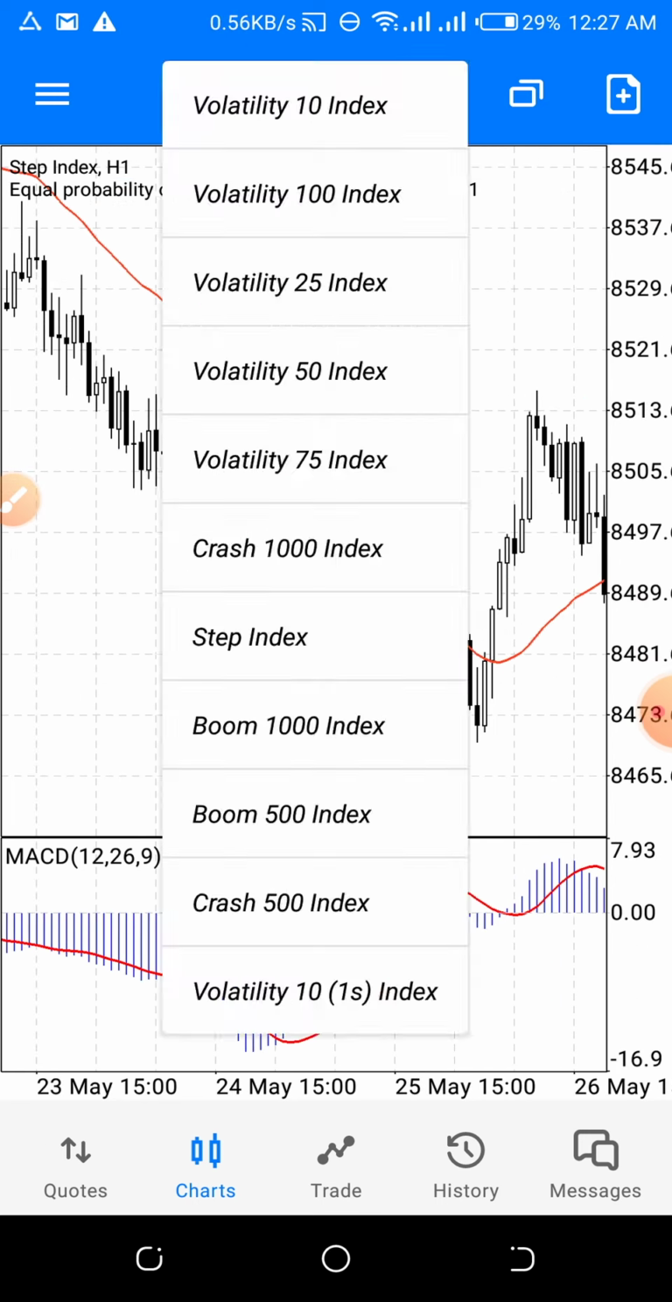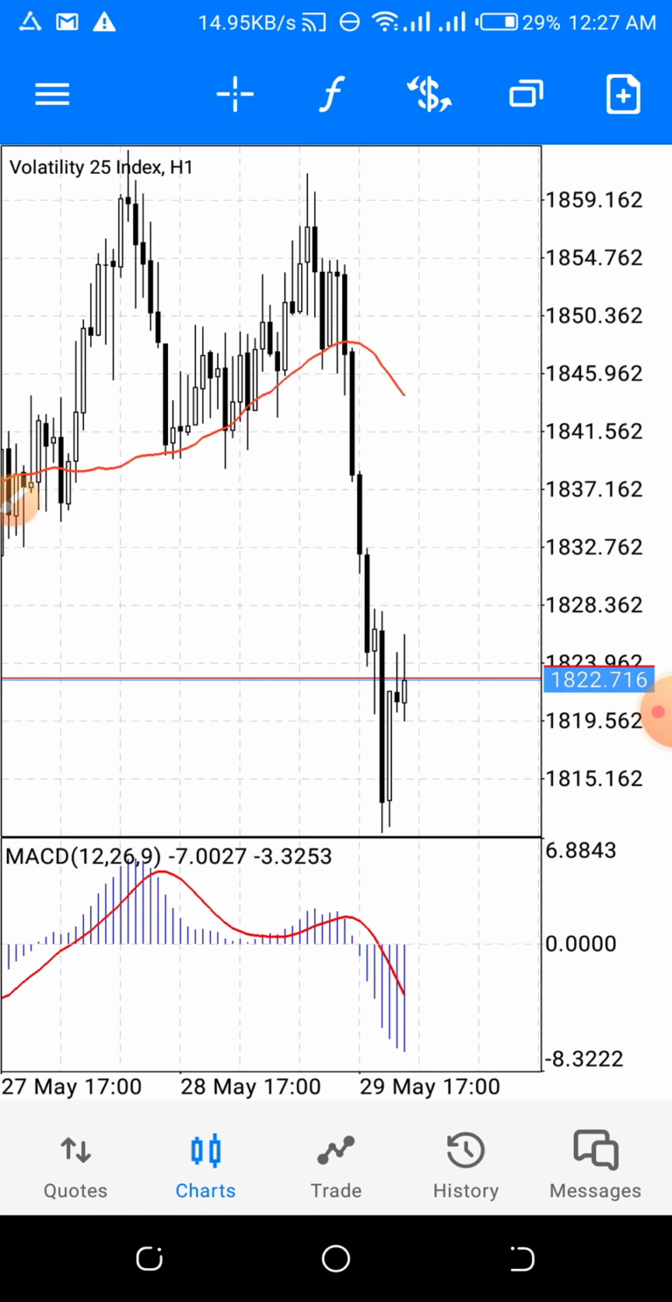Okay, so let's check other indices and see if the strategy actually works. So we're on step index. Let's go to volatility 25 and see. Okay, now you can see, guys, this is already a nice entry, a nice trade. Now this is on the 1 hour time frame. You can see that, let's see if our conditions are actually met here.